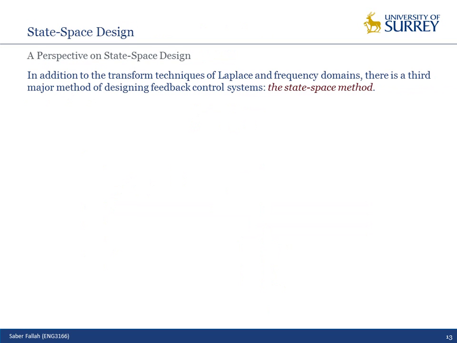Okay, so I will close the chapter of feedback control systems in the Laplace domain, and from now on I will start explaining state space control system design. As I discussed in the first lecture, we have 3 ways of working with control system design: Laplace domain, frequency domain, and state space domain, or time domain.